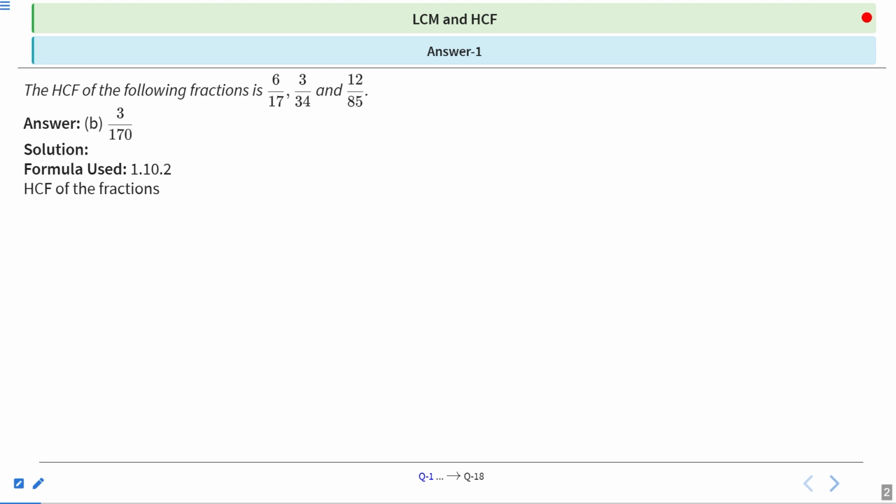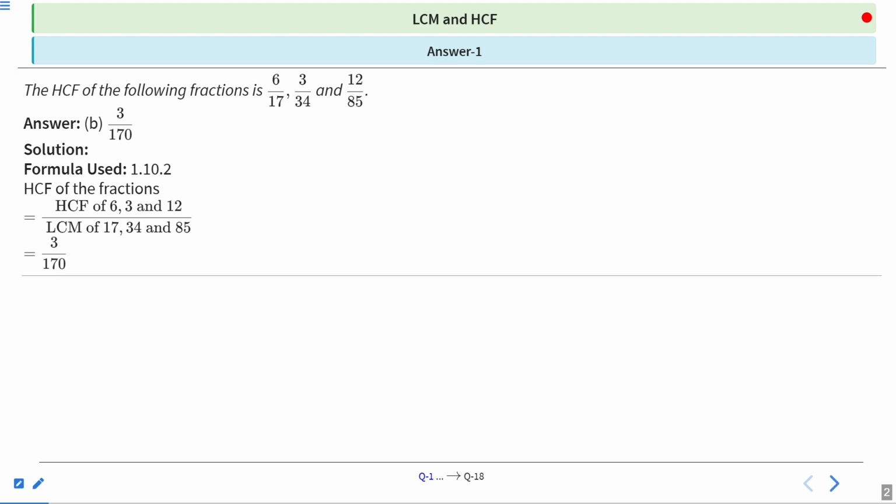HCF of fractions is going to be HCF of 6, 3 and 12 upon LCM of 17, 34 and 85. Because according to formula 1.10.2, HCF of fractions is HCF of numerators upon LCM of denominators. That is equal to 3 upon 170 because HCF of 6, 3 and 12 is 3 and LCM of 17, 34 and 85 is 170. So option B 3 upon 170 is the correct answer.